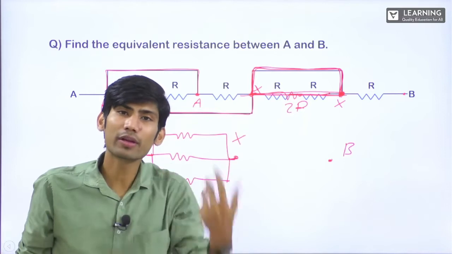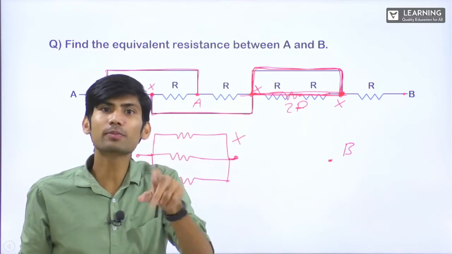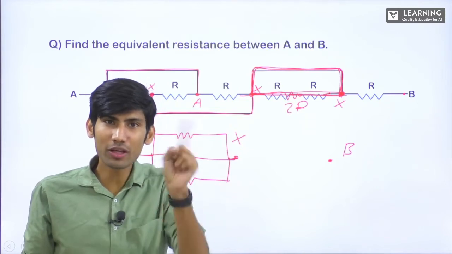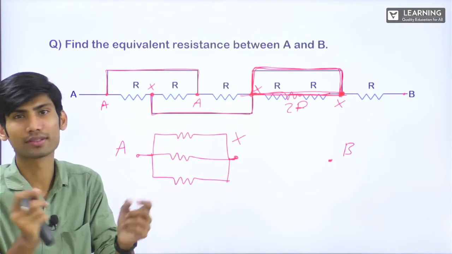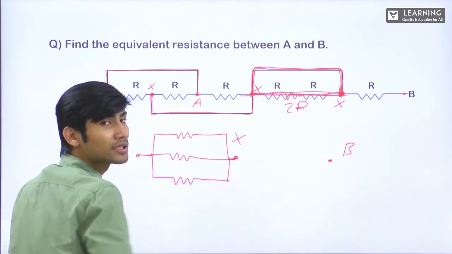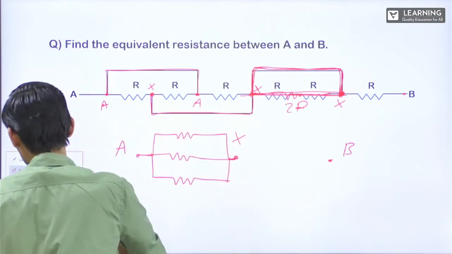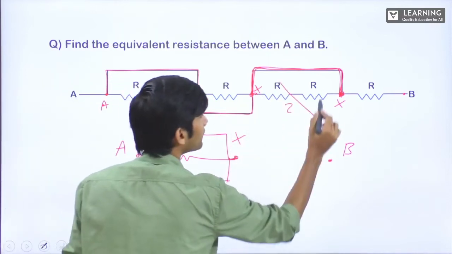Between X and X, how can some resistance be? There have to be 2 points between which we can put anything, right? Between can be only if there are 2 things, correct? So this particular thing is basically a short circuit. These 2 resistances are invalid. It doesn't make sense.